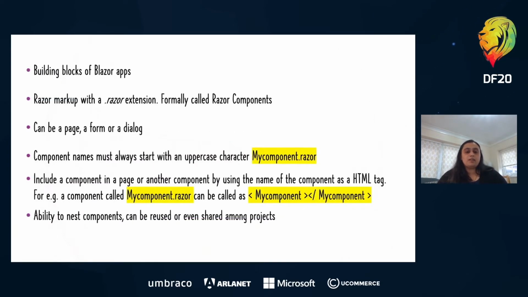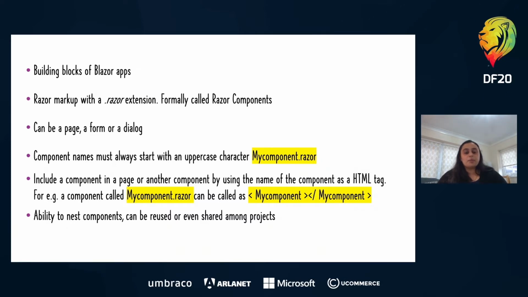Blazor components are the building blocks of Blazor apps. So everything that you see in a Blazor app is essentially a component, be it a page in your web application, a form, a reusable dialogue, all of it are components in Blazor. They are essentially files with a .razor extension, and they are formally called Razor components. If you are familiar with Razor syntax as such, you will be familiar with a lot of what I'm going to share as well, except for the nuances which come into the picture with Blazor.